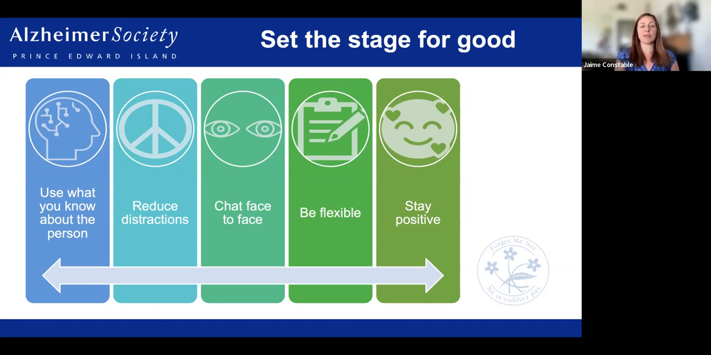Reduce distractions as much as possible. That includes no TVs on in the background, no radio, taking them into a quiet room or a quiet space if you need to talk, and always chatting face to face. So make sure you have that eye contact.